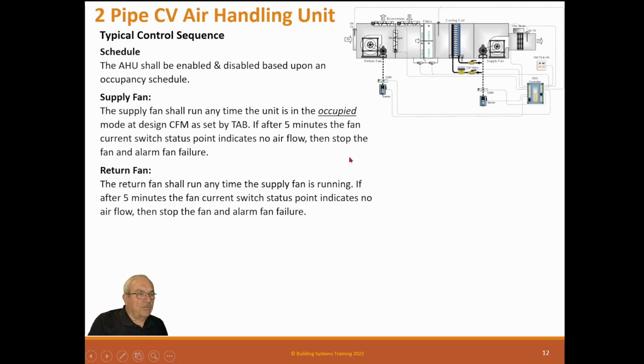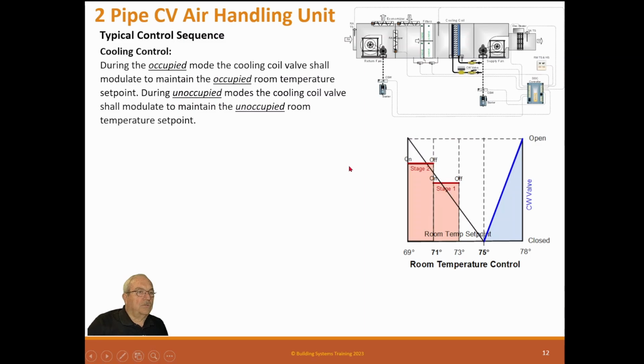Return fan. The return fan should run any time the supply fan is running. If after 5 minutes the fan current switch status point indicates no airflow, then stop the fan and alarm fan failure. Cooling control. During the occupied mode, the cooling coil valve should modulate to maintain the occupied room temperature set point. During unoccupied modes, the cooling coil should modulate to maintain the unoccupied set points.